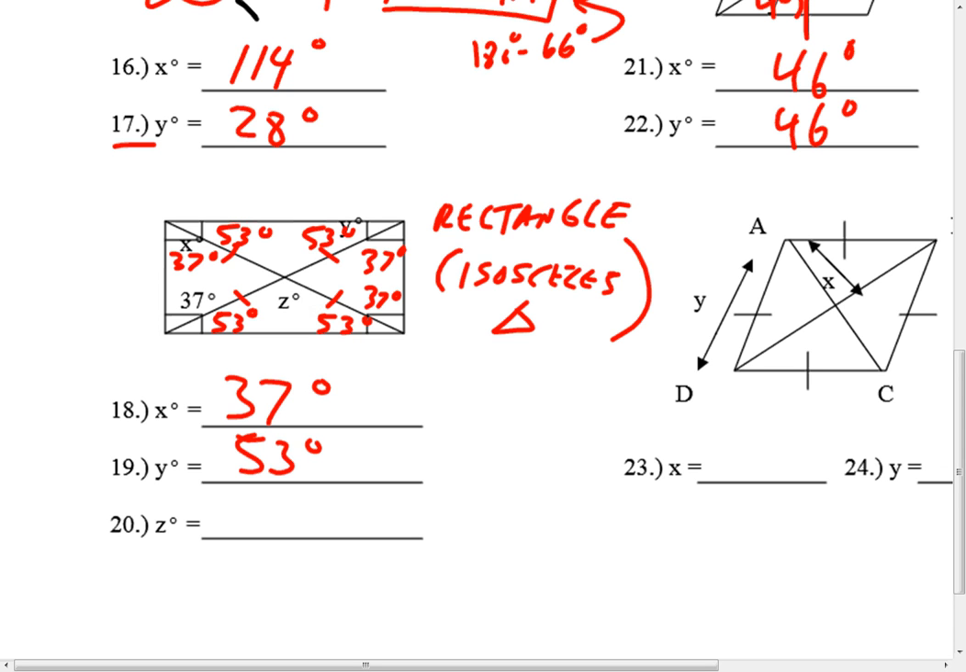Can we determine Z? Yes. Don't we have a triangle? 106, so 74. We're moving pretty quick through this. If you want to know where something came from, slow me down. Very symmetric. Any questions on the rectangle?